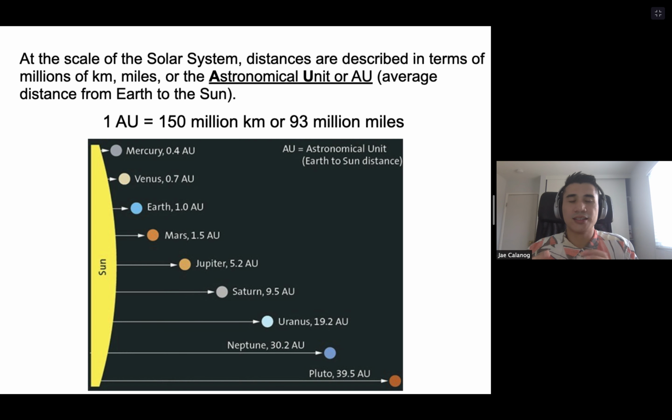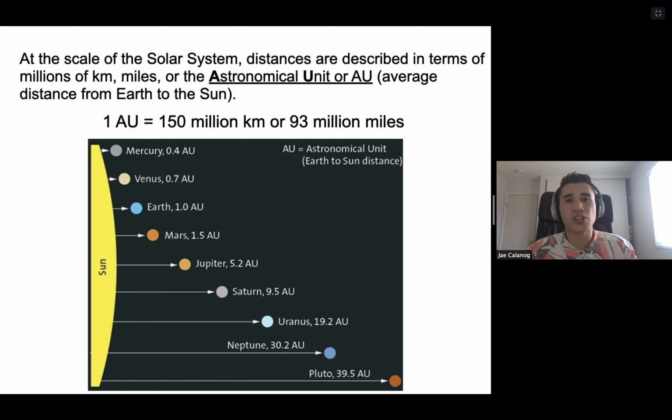So now at the scale of the solar system, if you're looking at how far away Mercury is to the Sun, Venus is to the Sun, and so on and so forth, it's more acceptable to define them using a new unit called the astronomical unit, or the AU. So the AU is defined as the average distance from the Earth to the Sun.